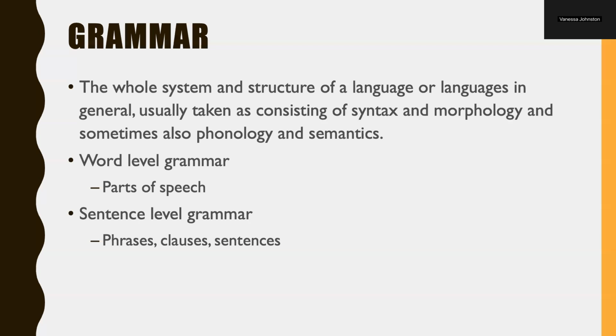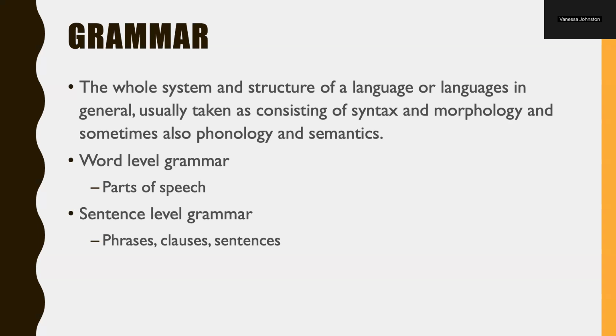So first, what is grammar? Grammar is the whole system and structure of language or languages in general, and it usually is taken as consisting of syntax and morphology, and sometimes even phonology and semantics. So again, it's taking that syntax and morphology. We have word level grammar, such as parts of speech. We also have sentence level grammar, such as phrases and clauses and sentences.